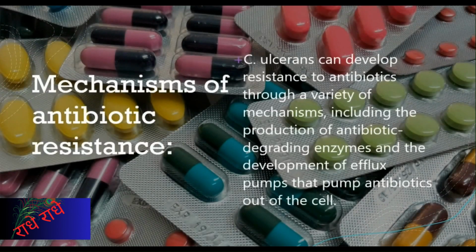C. ulcerans is a particular offender of the growing problem of antibiotic resistance. It can develop resistance to antibiotics by producing enzymes to degrade them, or by utilizing efflux pumps to expel antibiotics from the cells. This renders effective antibiotic treatment more difficult.